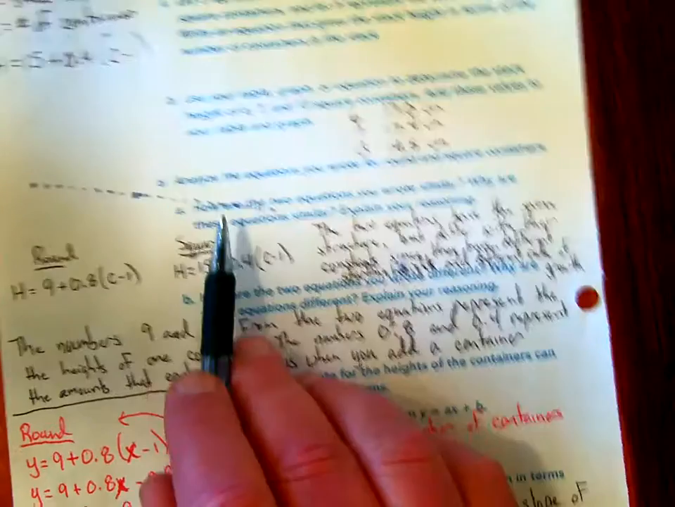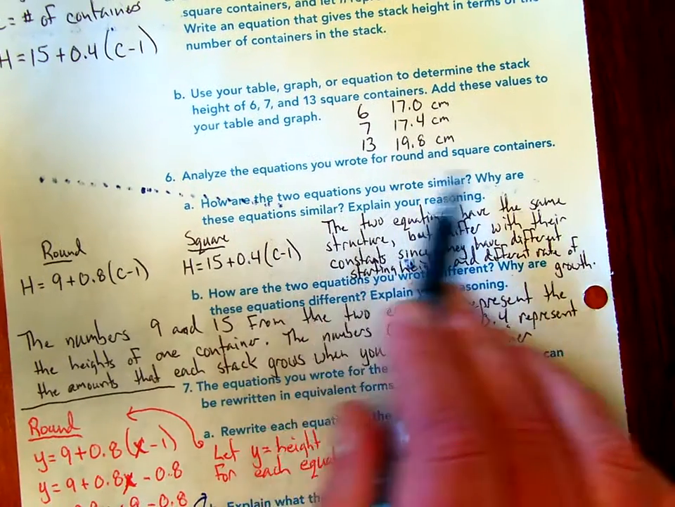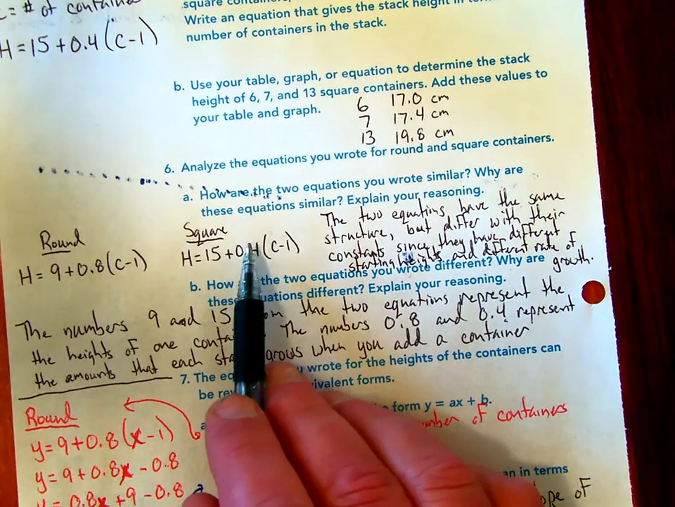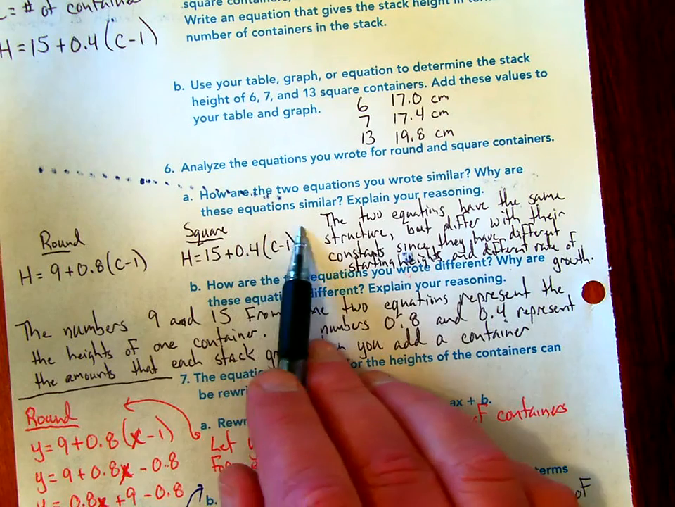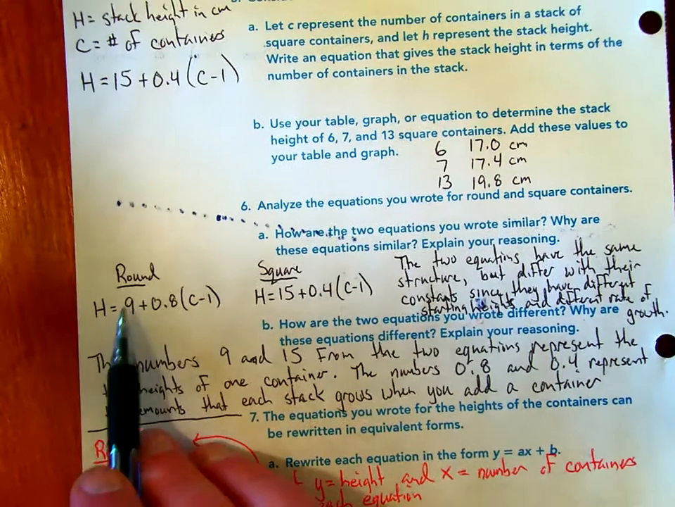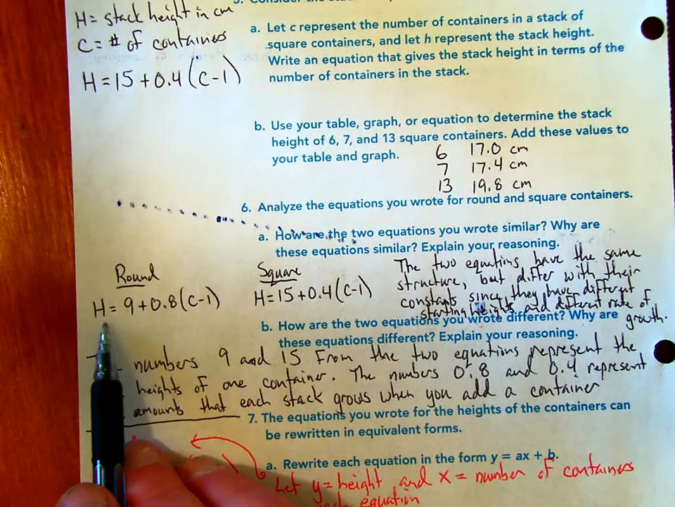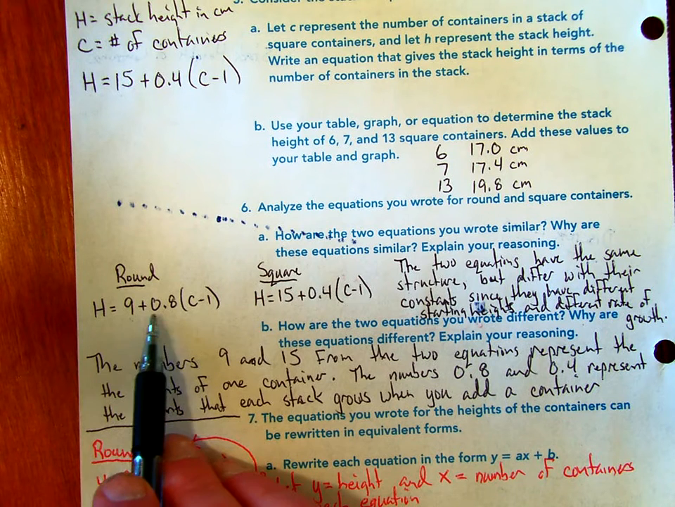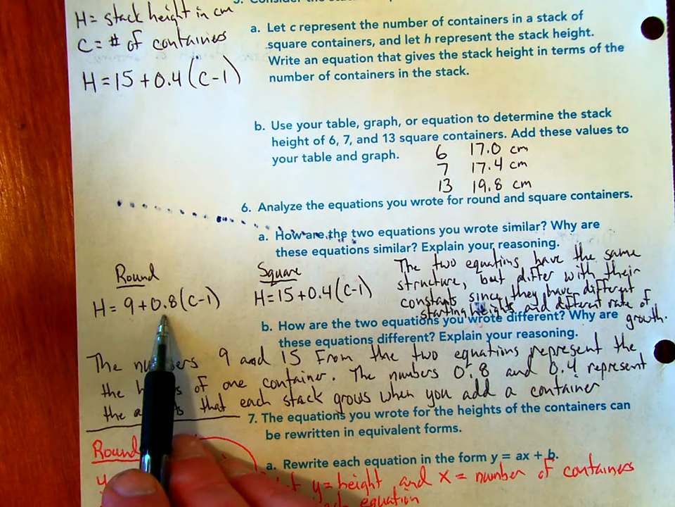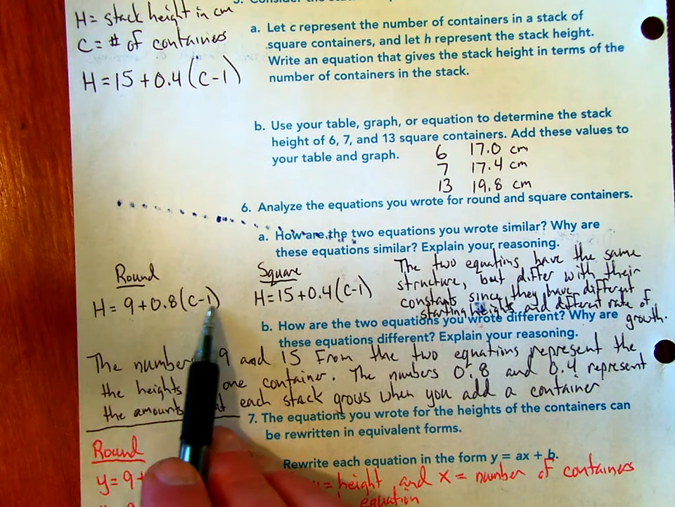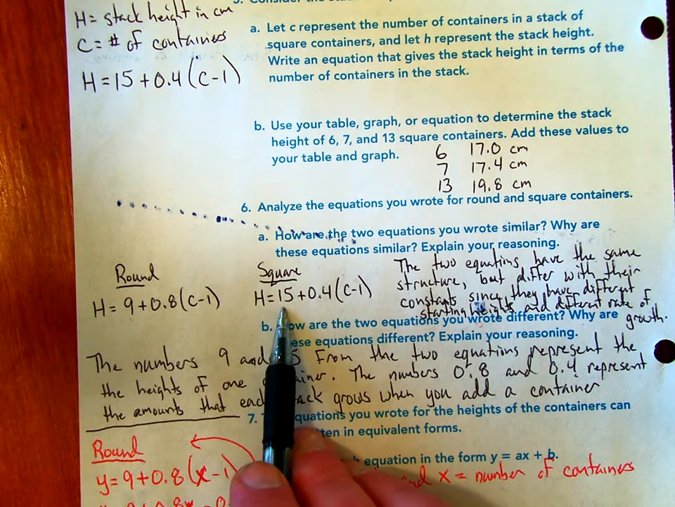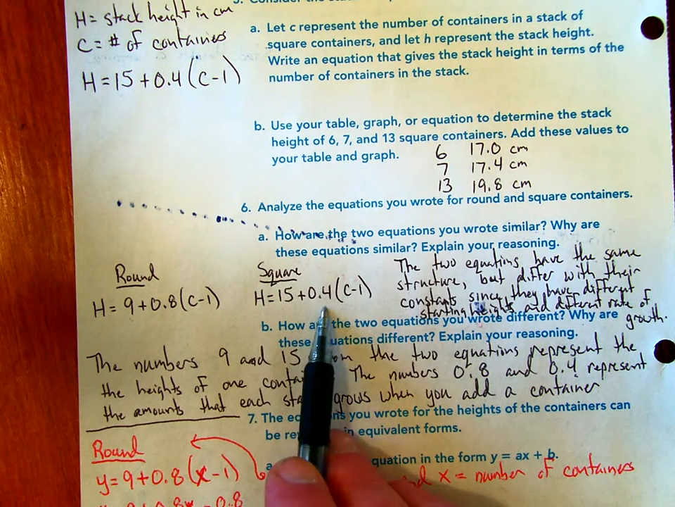Analyze the equations you wrote for round and square containers. How are these two equations you wrote similar? Why are these equations similar? Explain reasoning. Well, for my round container, the height of one container was 9, plus it had a rate of change. It grows by 0.8 centimeters per container after the first container. For the square containers, the height is 15 centimeters, plus a rate of change of 0.4 after the first container.